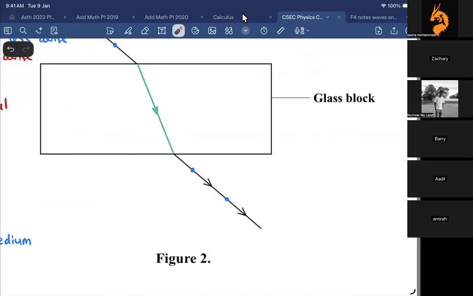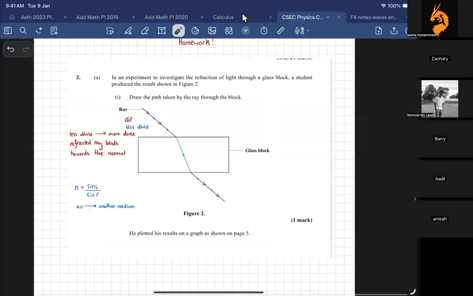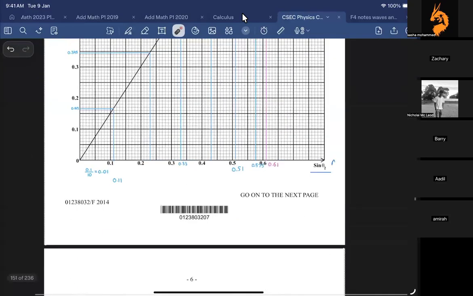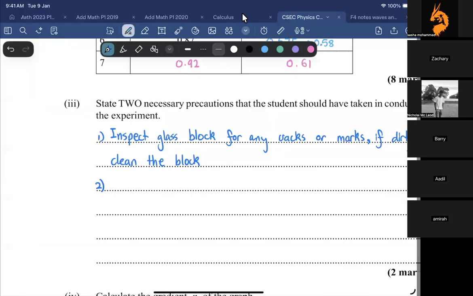What do you guys think? Close together or far apart? Exactly, because if you have them far apart and you put on your ruler, you can get a nice line. If you put a point here and you put a point here, bro, what are you doing? All right. So the second thing that you should do is place the pins far apart.